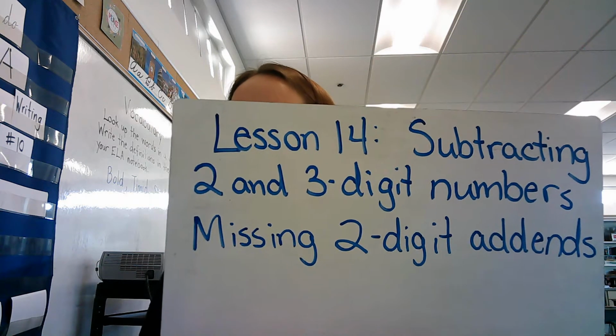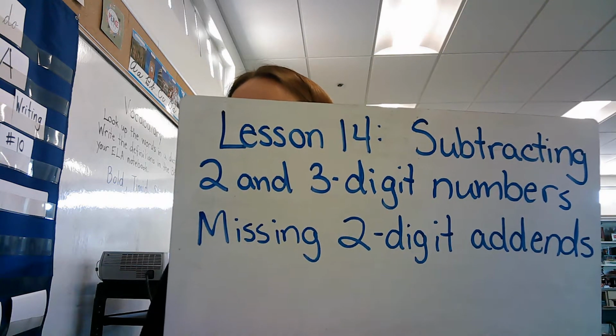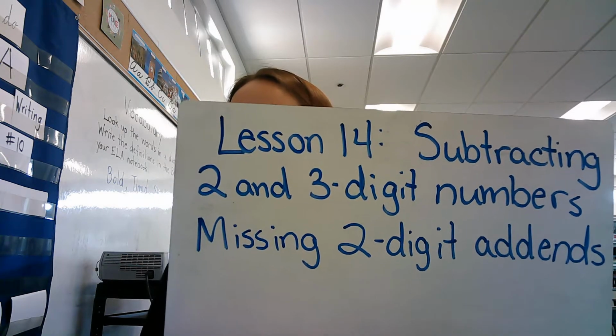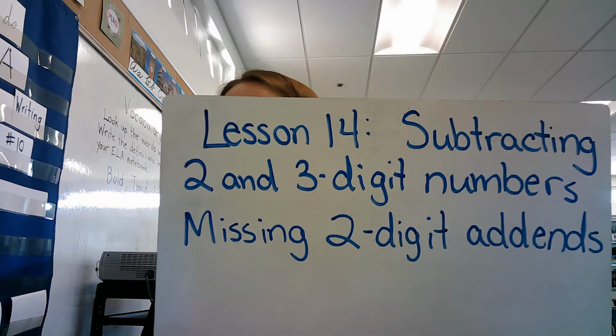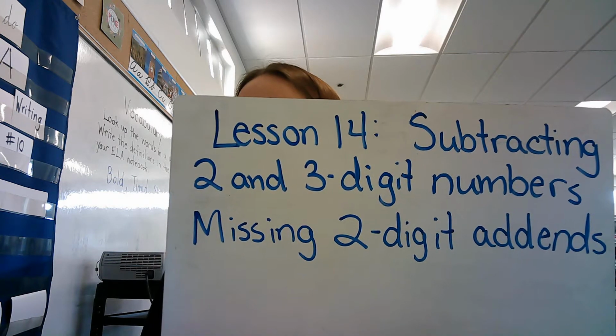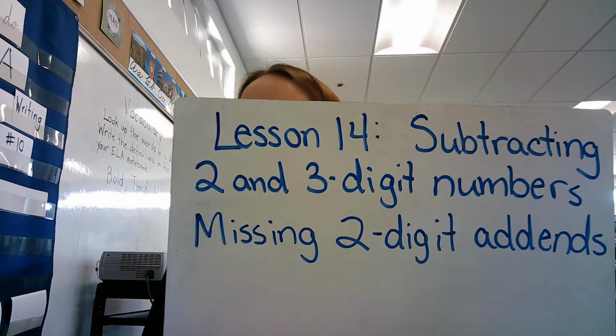Good morning, class. Today we are working on lesson 14 from book 4 of our Saxon math book. And today's lesson has a couple of skills. We're going to be subtracting 2- and 3-digit numbers, and we're also going to be finding missing 2-digit addends. So let's get started. The first way we are going to look at this is using money.